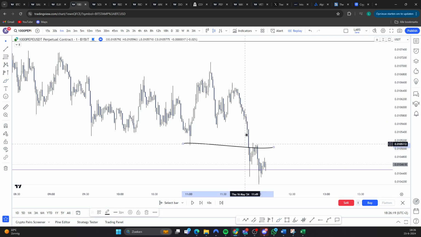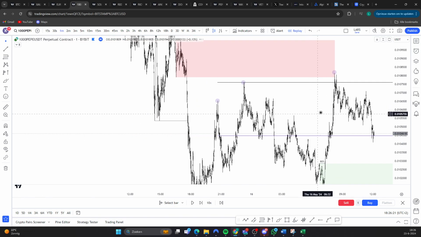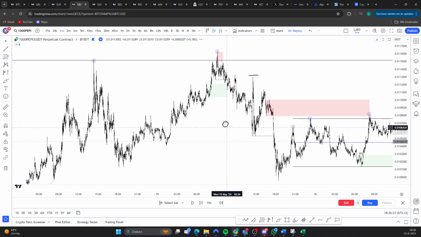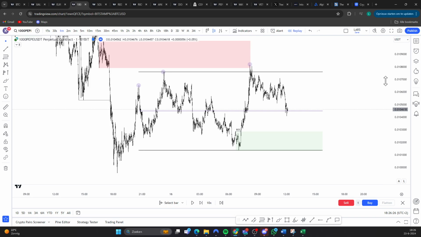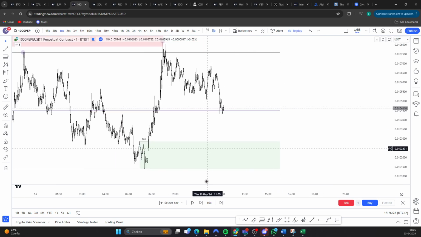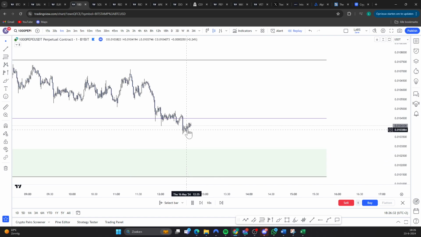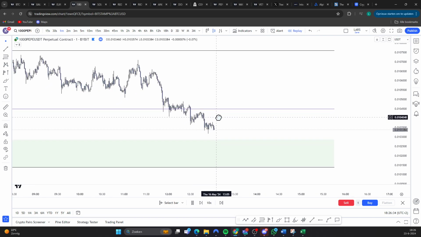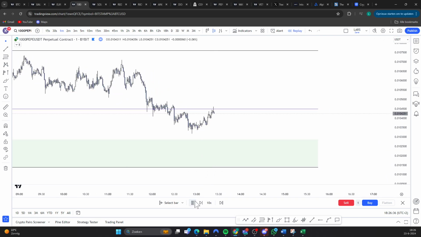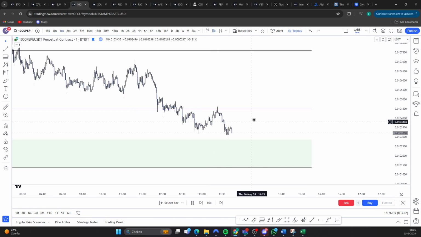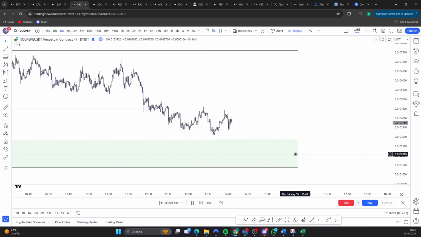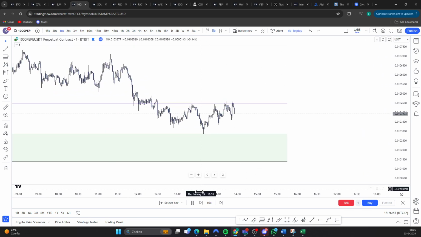Locally speaking, we're in a potentially bigger distribution inside a bigger distribution. So we can already see in these first few days how much Wyckoff there is on Pepe. Bouncing off our zone.